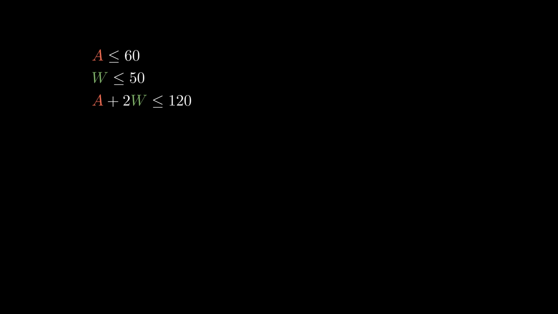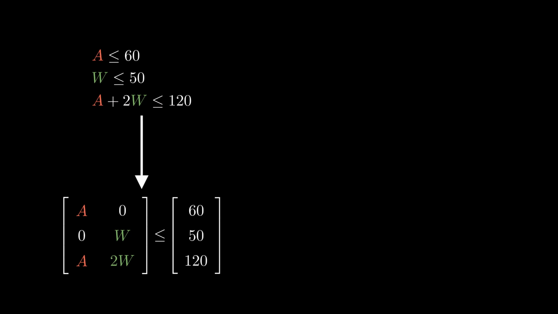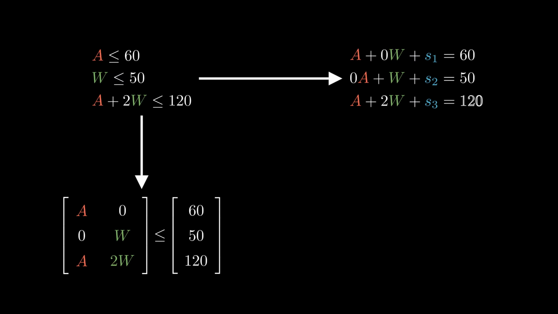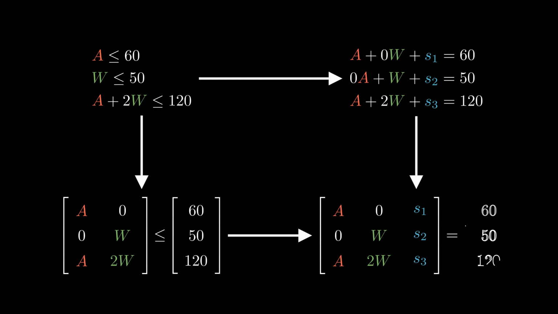The first step of the simplex algorithm is turning our inequalities into equalities using the so-called slack variables, which change their values to force the inequalities to become equalities with their limits.